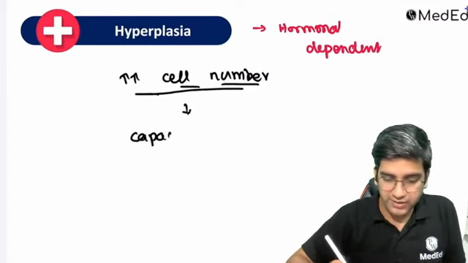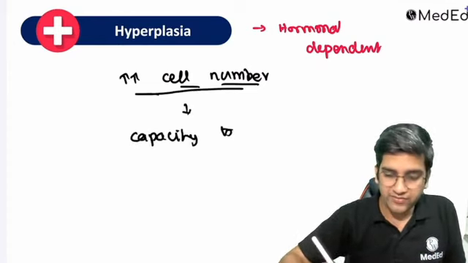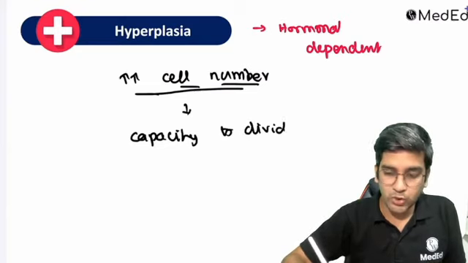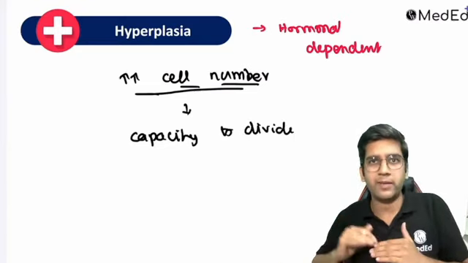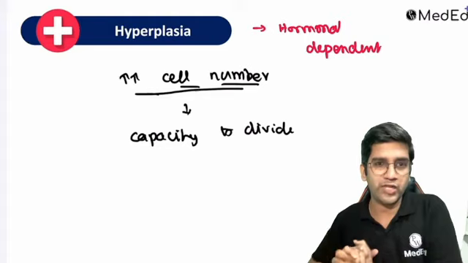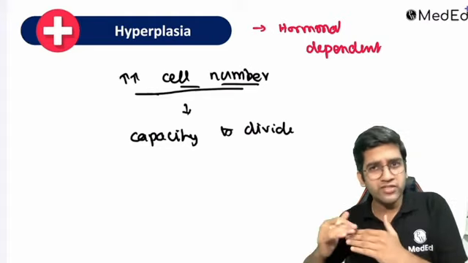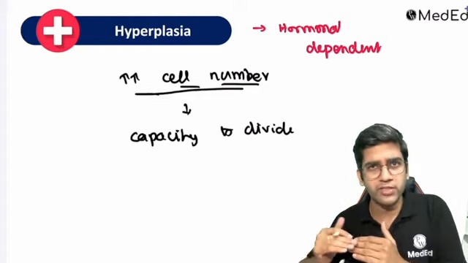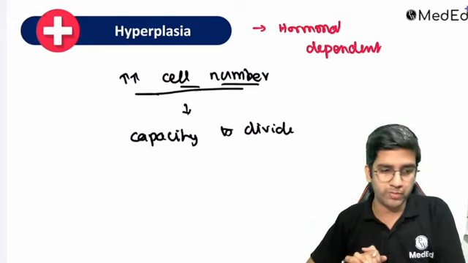Perfect. So can I say that a cell, when it needs to undergo hyperplasia, has to have the capacity to divide? If they don't have the capacity to divide, they cannot undergo hyperplasia, right? That's the basic rule for hyperplasia. Osama's right. Breast can undergo hyperplasia, uterus can undergo hyperplasia, and many other organs can also undergo hyperplasia, right?